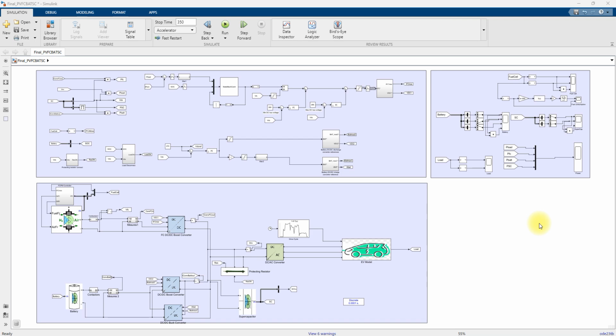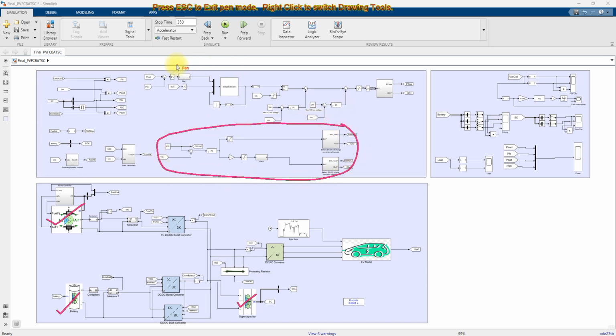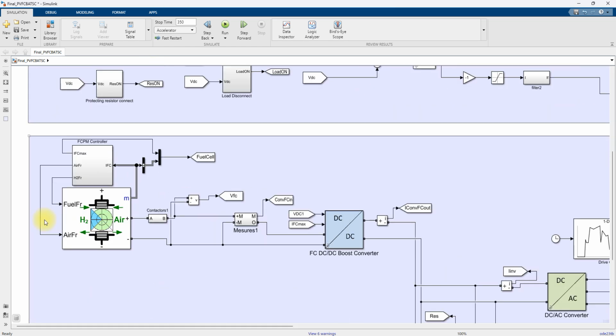Today we are going to see about fuel cell battery supercapacitor powered EV vehicle. This is a simulation model for a fuel cell battery supercapacitor powered EV vehicle system. This system consists of fuel cell, battery and supercapacitor, and then here we have the control. Here you see the battery control, and this is known as supercapacitor control. Okay, so here we can go to fuel cell.